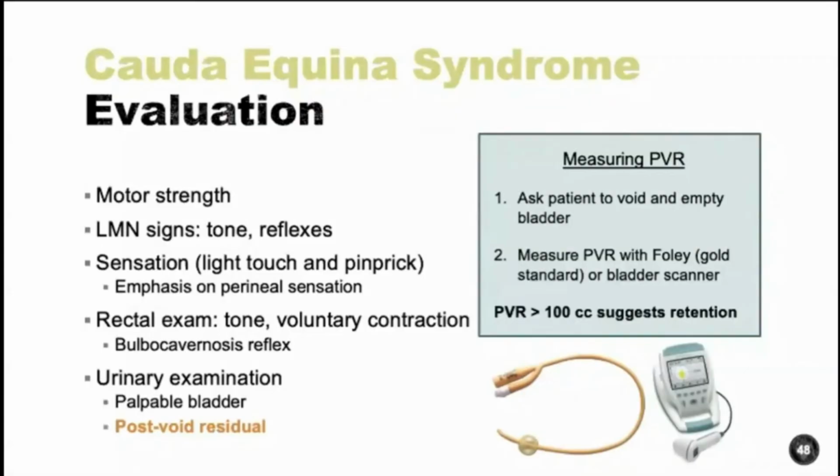So somebody who voids and has full voluntary control of their bladder should have a post-void residual of less than 50 cc's. And some people will say up to 100 cc's. But regardless, if you have more than 100 cc's in your bladder after you think that you've emptied it, then that is by definition urinary retention. So that is something that you could easily measure in the ER.